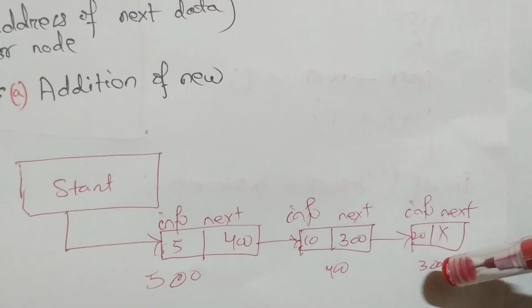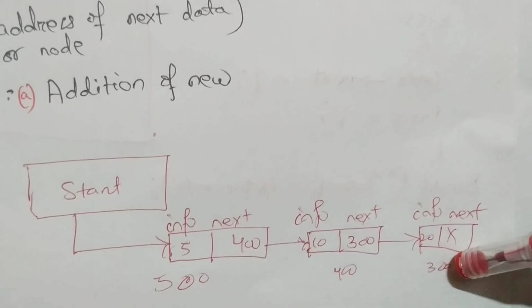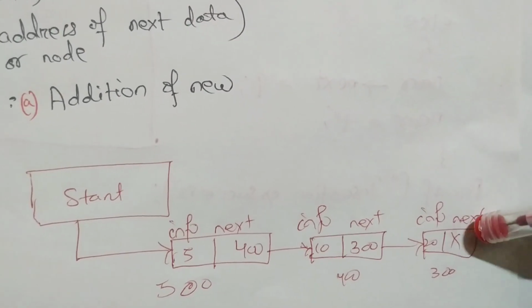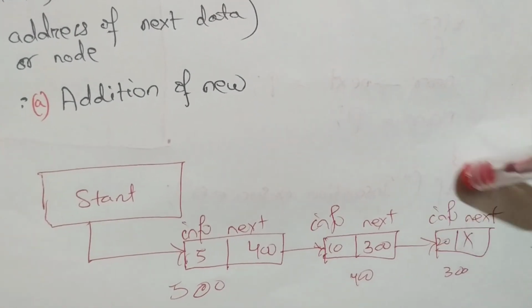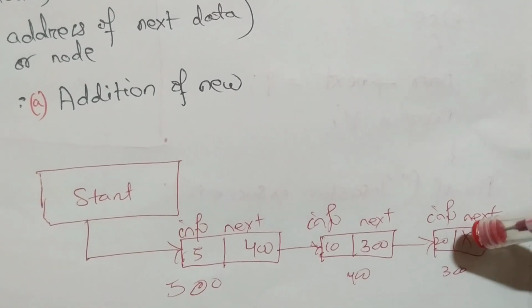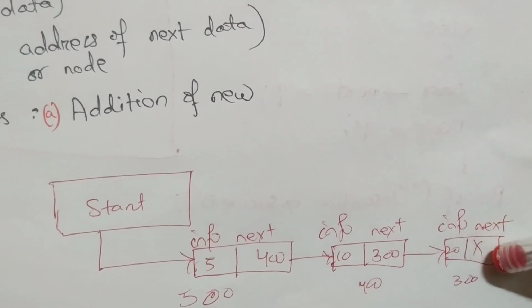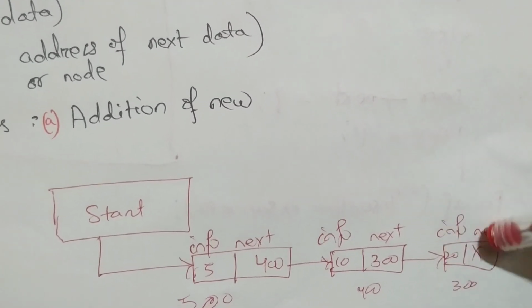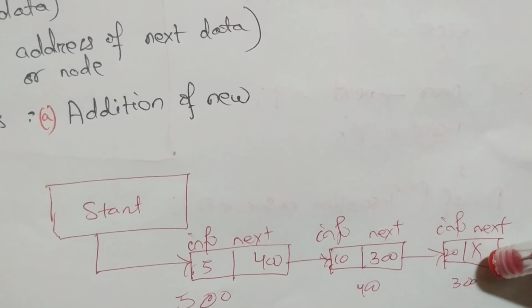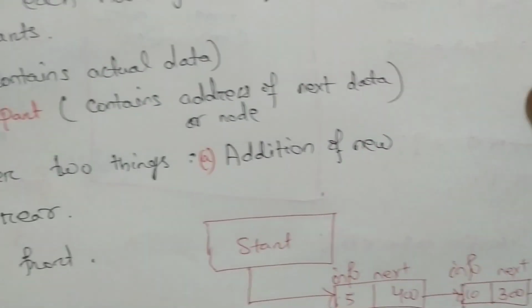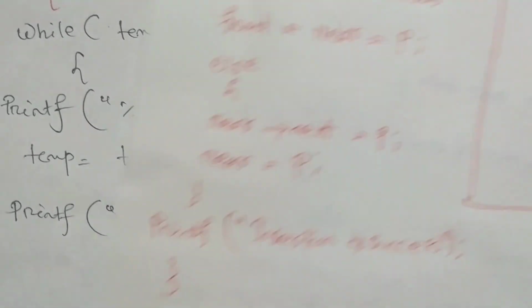So whenever we want to perform an addition, we make the new node's next part null, because this is the rear part. When a new node is added at the rear, its next part must be null, because we know in a linked list the link field of the last node is always null. Hope you can understand from this example.